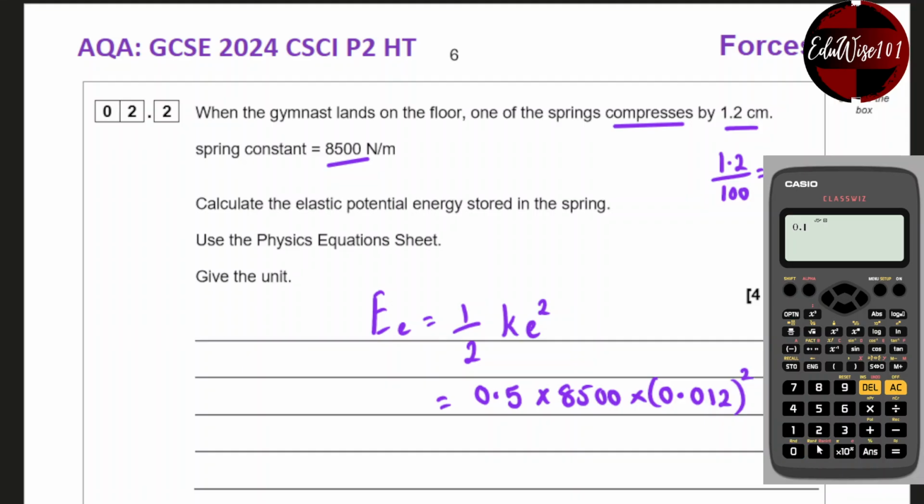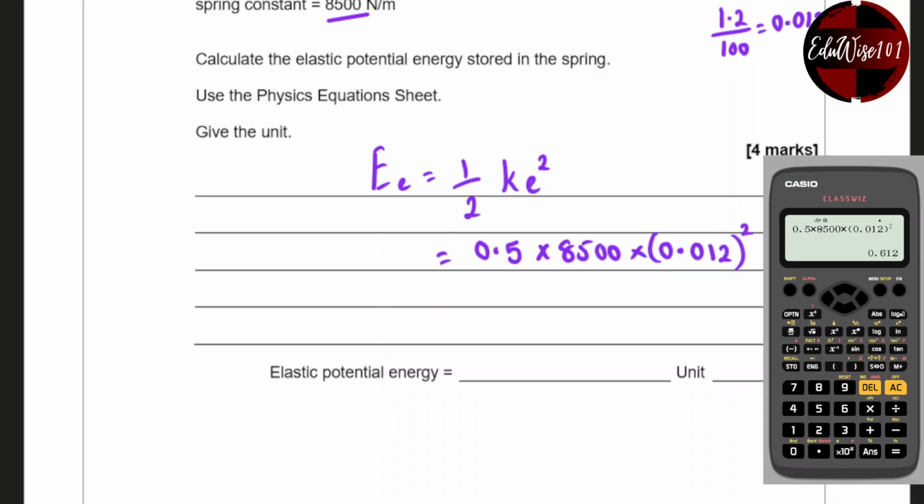So we've got 0.5 times 8,500 times, in brackets, so let's use the bracket function, 0.012, close bracket, and that should be squared, and that should give us 0.612. So the answer is 0.612. Now, because it's elastic potential energy, it's still energy, so the unit is joules.